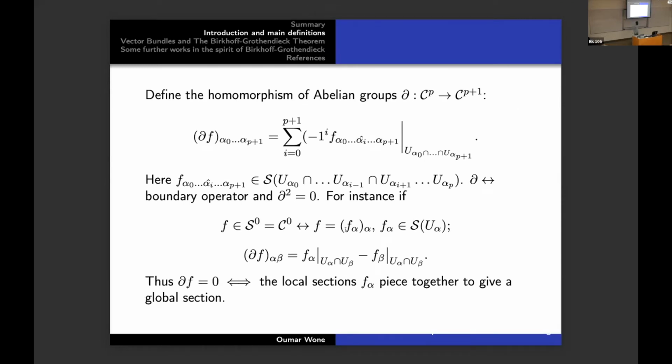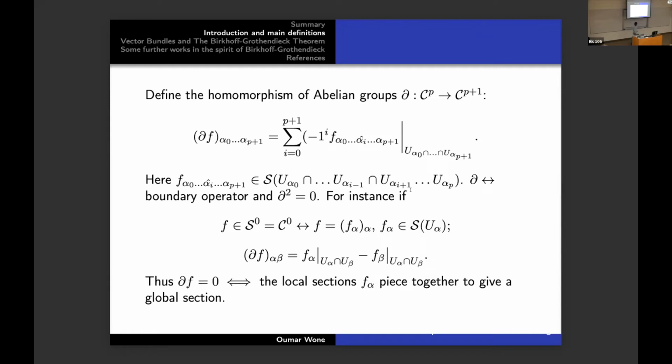Now let us define the homomorphism of Abelian groups nabla from C^p to C^(p+1) in this way. Here, f_alpha0, etc., is a section over this open set. Nabla is in general called the boundary operator, and one can verify that nabla composed with nabla is 0.